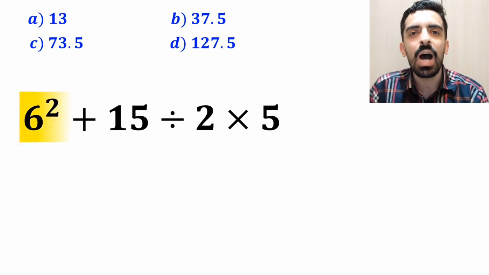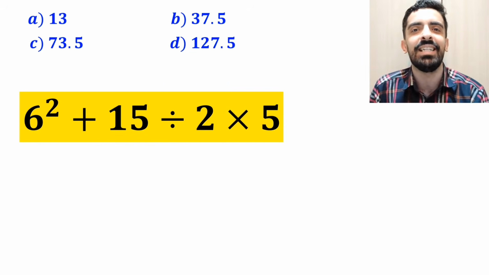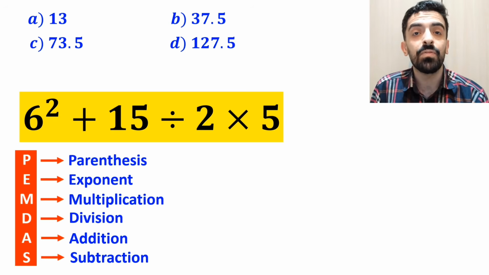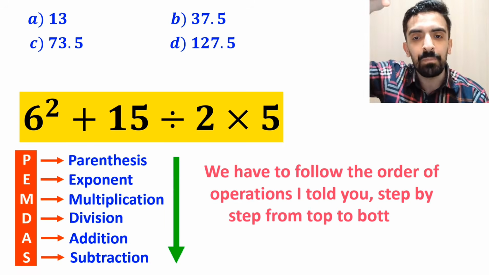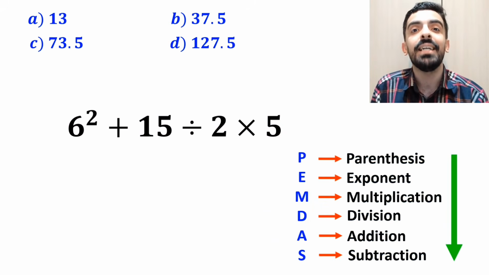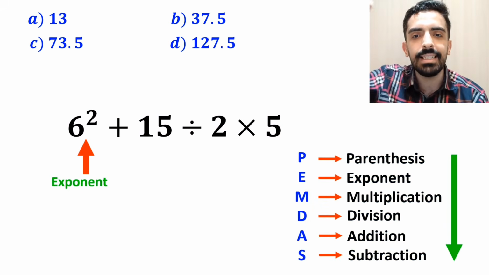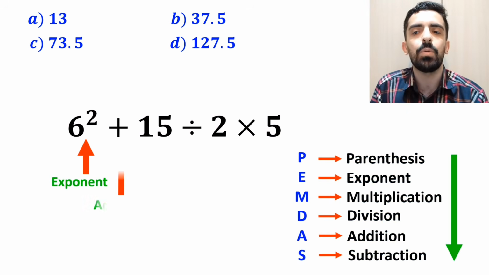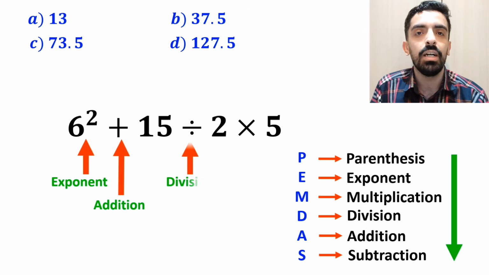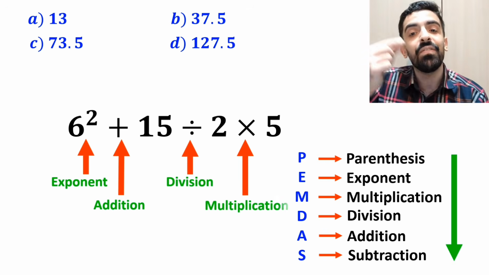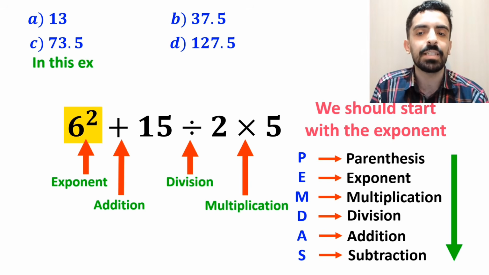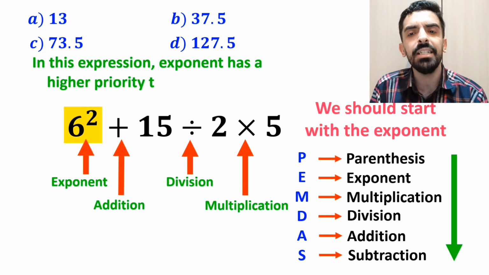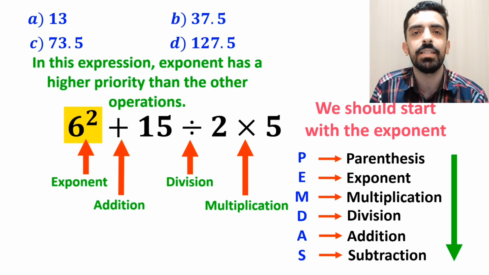Alright, now let me show you how to solve this expression correctly. To solve this question, we must follow the PEMDAS rule step by step. We have to follow the order of operations I told you, step by step from top to bottom. Alright, as you can see on the screen, in this expression, first we have an exponent, then an addition sign, followed by a division, and finally a multiplication. We should start with the exponent, because in this expression, exponent has a higher priority than the other operations.